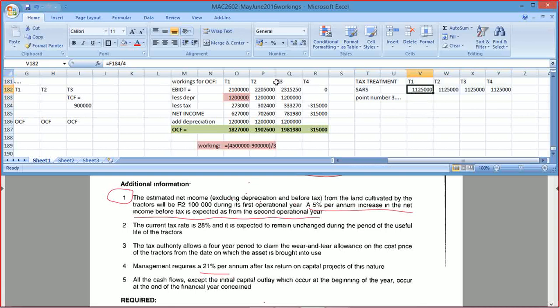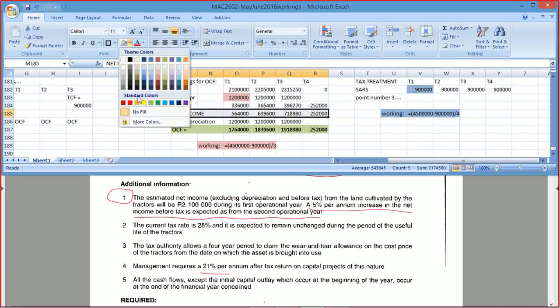Okay, SARS is going to be using this method. I need to update this as well. Brackets minus 900,000. Okay, that's better. Right, because of the residual value. Yes, sir. Okay, there you go. Alright, so that's why I did that.